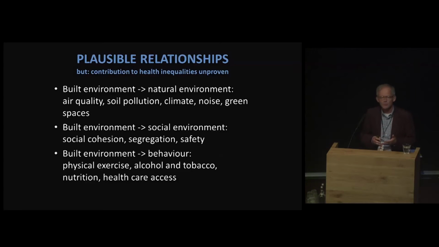I mentioned three different mechanisms or plausible relationships that can play a role in the relation between the built environment of poorer or richer neighborhoods and the health of the people living there. The first is through the natural environment. A built environment can create a better or a worse natural environment in health terms. For example, through climate. Built-up areas tend to be more sensitive to heat waves. Through noise, through lack or availability of green spaces, which may then have health effects, for example, through opportunities for physical exercise. That's one plausible relationship that has to some extent been found in the research that has been done.